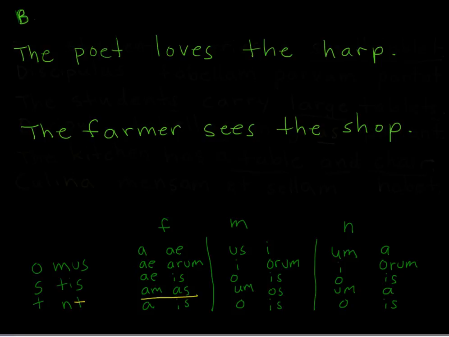All right. Okay. We've got the poet loves the harp and the farmer sees the shop. The last two in this section. And then your derivatives are going to be sentences that you write on your own. I'm not going to correct your derivatives in here. We'll correct them at home.